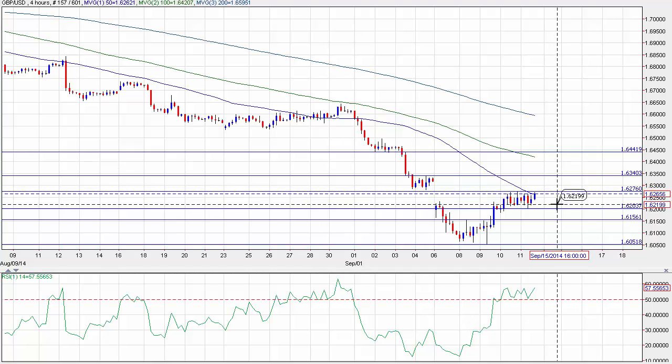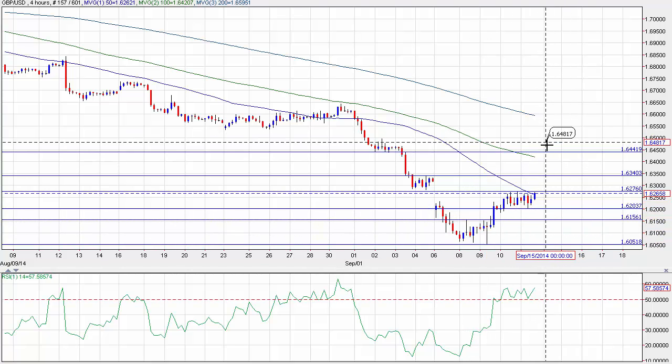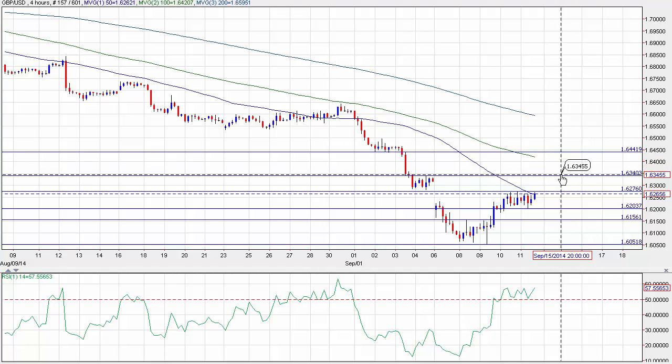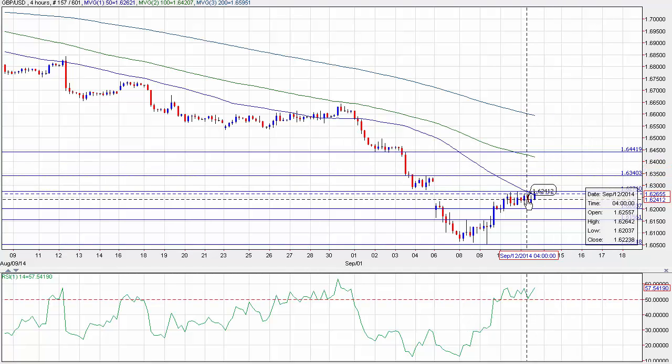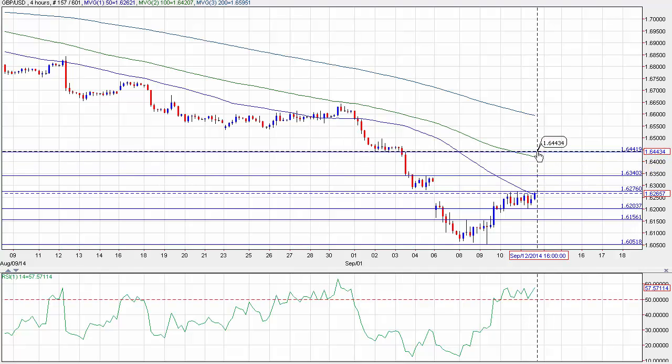A break below 1.62 can revive the bearish outlook. Otherwise, the current bullish correction scenario has upside risk towards 1.6340, and above that towards 1.6440.